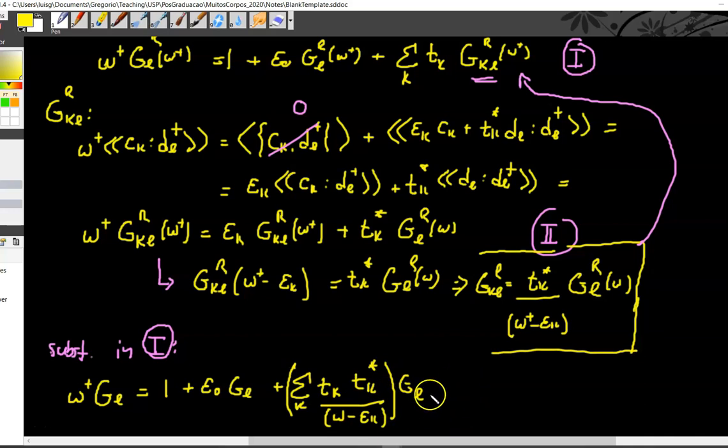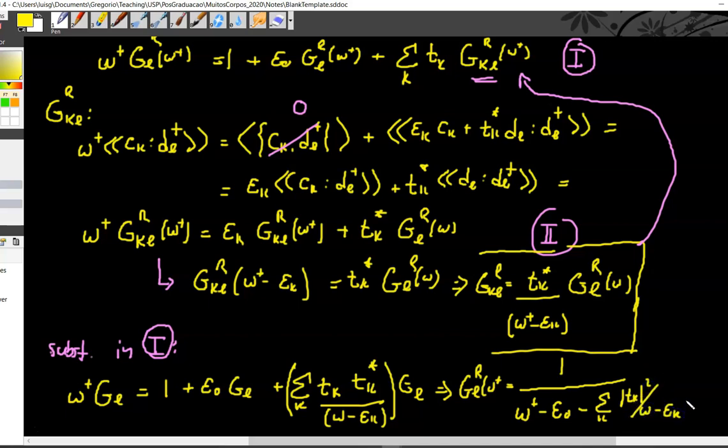Now I can close, and so if I put these two to the other side, I get GL of omega equals what? There will be a 1, this one that stays here, divided by, there will be an omega plus minus epsilon 0, minus this sum here. Absolute value of t squared divided by omega minus epsilon k.